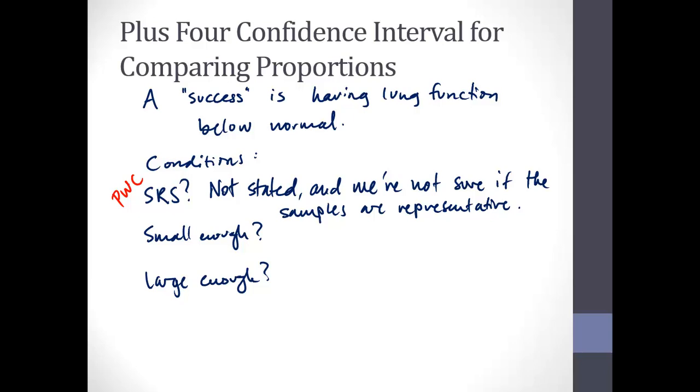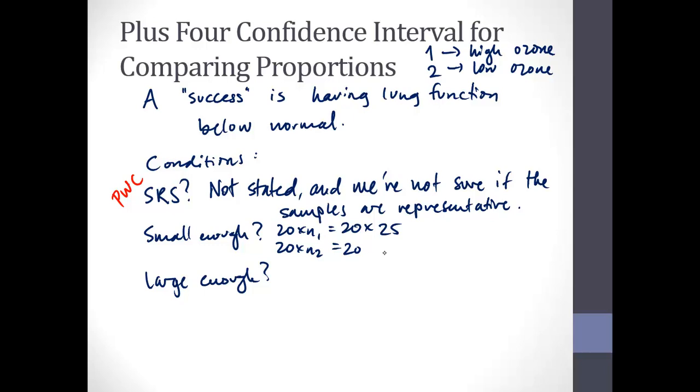So we're not sure if we have representative samples, but are our samples small enough? We want to take 20 times n1 and 20 times n2. From the first group, let's say group 1 is the high ozone, and group 2 is the low ozone. In the first group we had 25 people in our sample. In the second group we had 40. So 500 and 800.